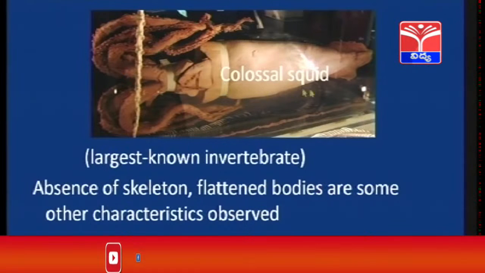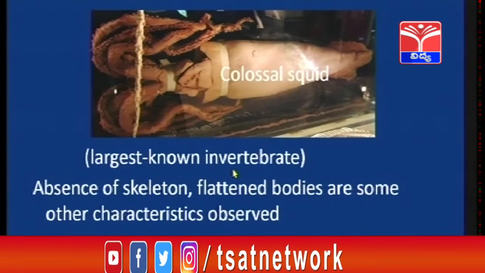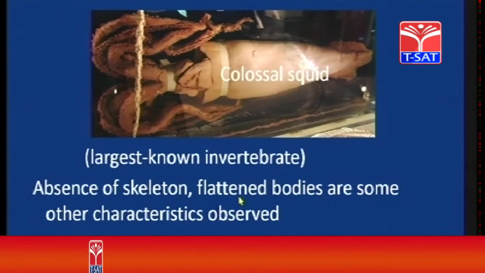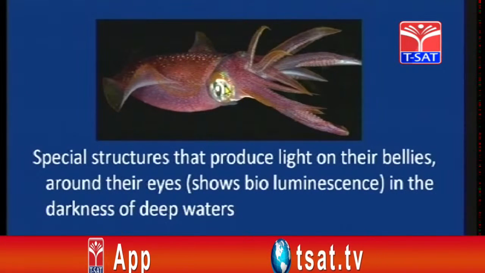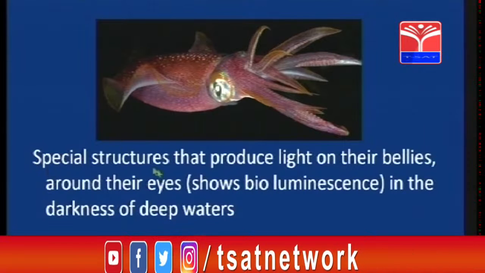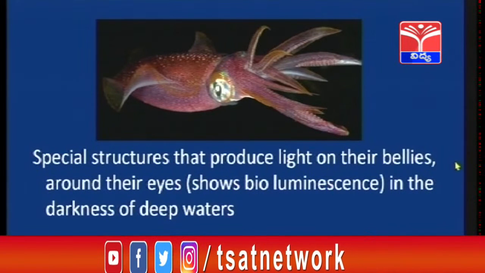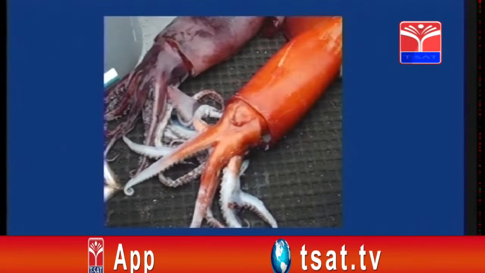So this is the colossal squid, children. It is almost the height of a human being. So it is called the largest known invertebrate. Absence of skeleton, flattened bodies or some other characteristics are observed. So children, they have special structures to produce light. Why do they need to produce light, children? Because they are living in the abyssal zone. So they have special structures that produce light on their bellies and around the eyes, in the darkness of deep waters. So this is the Humboldt squid, children.